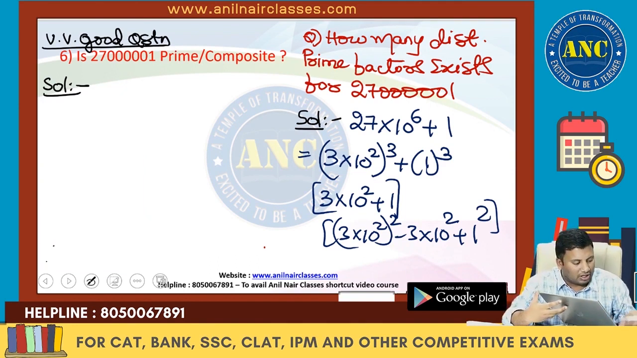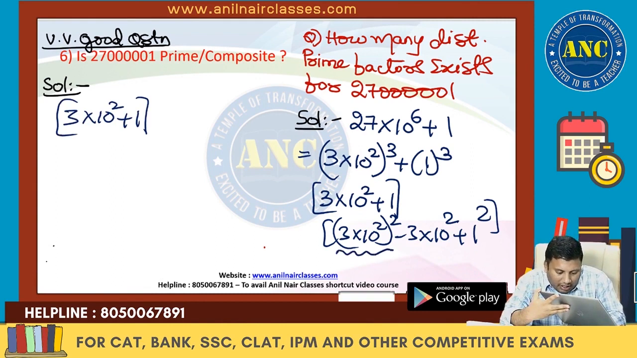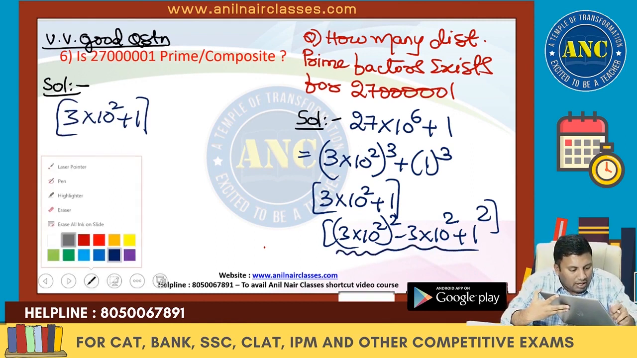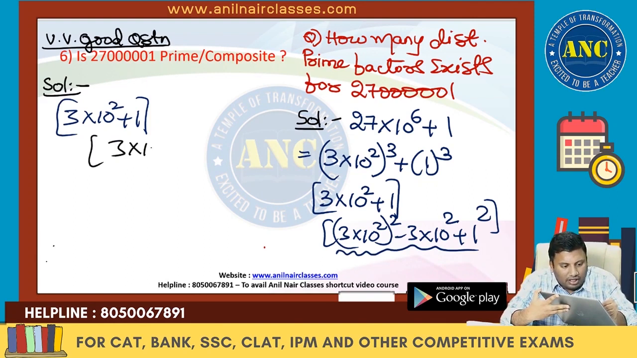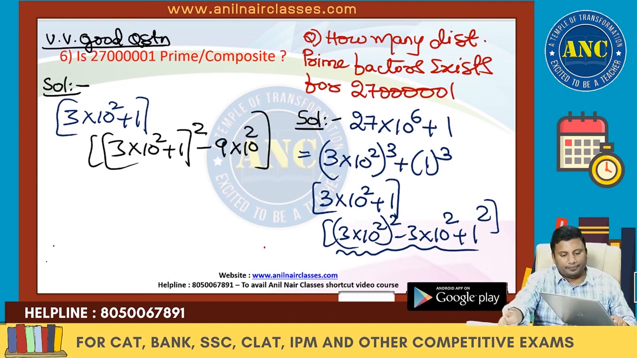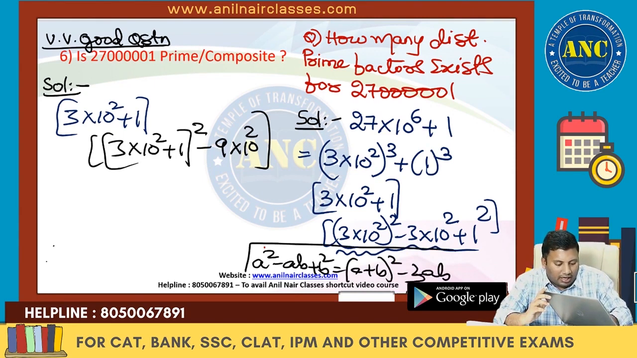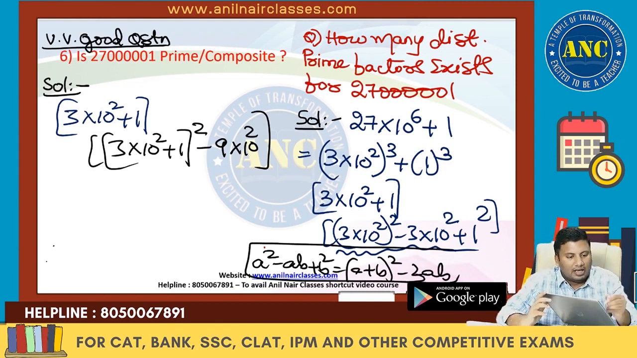Now this is nothing but 3 into 10 square plus 1. This is over. Next one, a square minus ab plus b square. This can be written as (3 into 10 square plus 1) whole square minus 9 into 10 square. Can I write like this? 3 into a square minus ab plus b square, a square minus ab plus b square is (a plus b) whole square minus 3ab. Can I write like this? That is what I did.